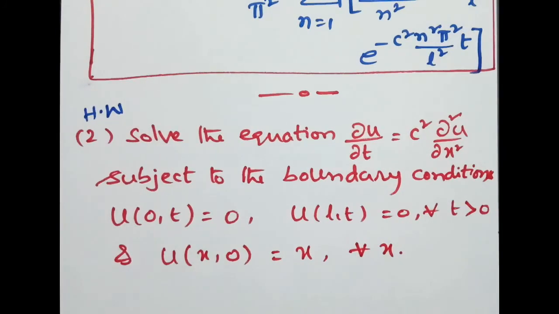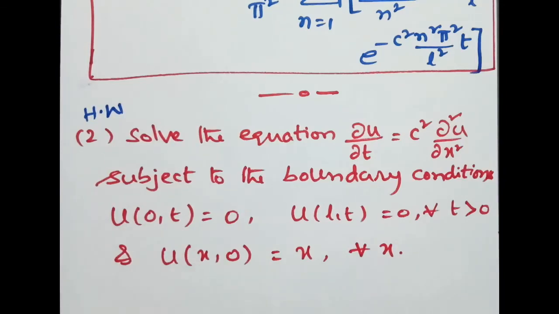That means the temperature distribution in the rod is x at a time t equal to 0. If x value is 0, then it is 0. X value is 1.2, it is 1.2. X value is 5, it is 5. 6, it is 6 degrees. So this is the temperature distribution.